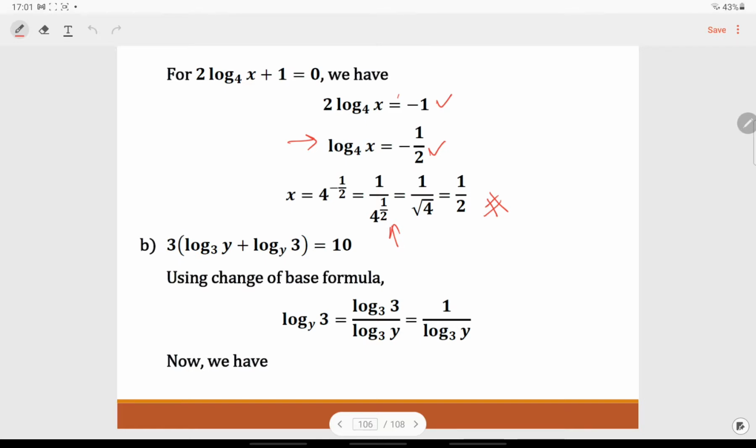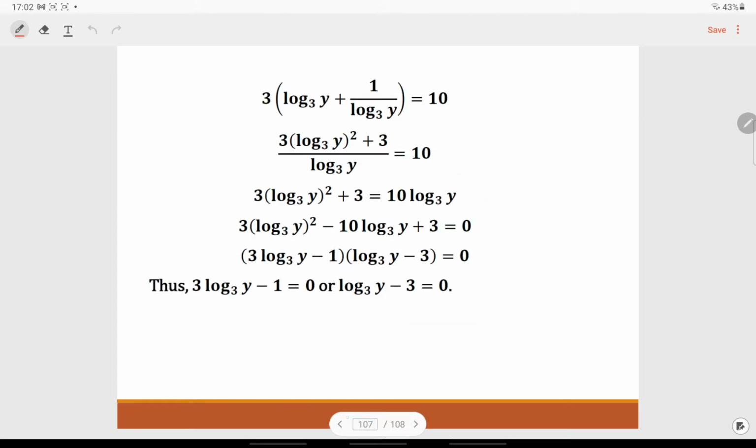Okay, next is the next equation. We have 3 in parentheses, log y base 3 plus log 3 base y, equal to 10. Again, because we have two different bases, we need to change the base. So we change the base for the y from base y to base 3. This is the formula and this is the outcome: 1 over log y base 3. Now we have this equation, the new form of the previous equation.